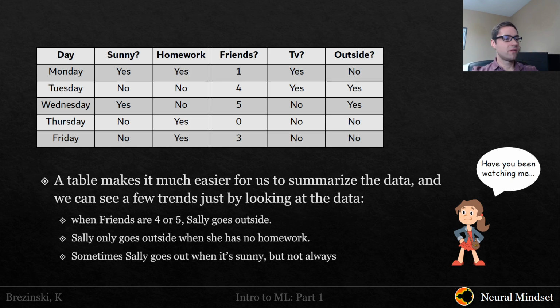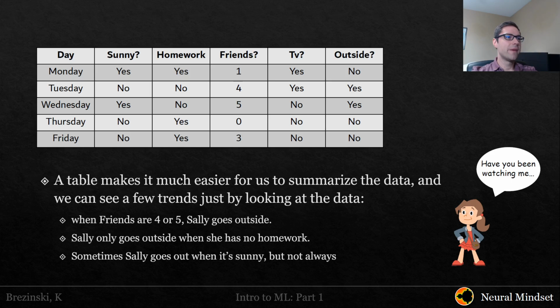Well, what we can do is that we can sort of develop a table. So this just summarizes the information a little easier. Makes it much easier just to, from a bird's eye view, see what things might impact her behavior. So we can just see a few trends just from simply looking at the data.